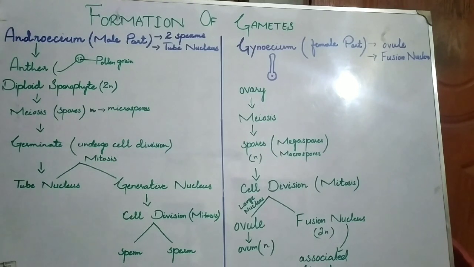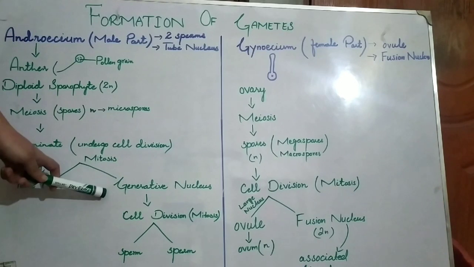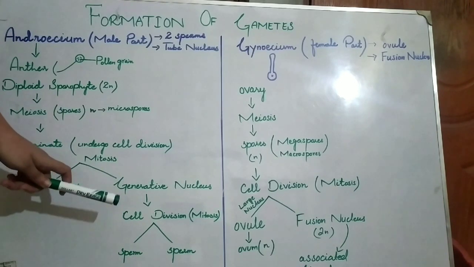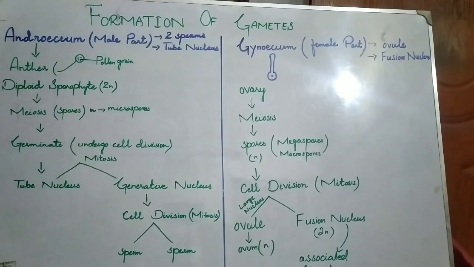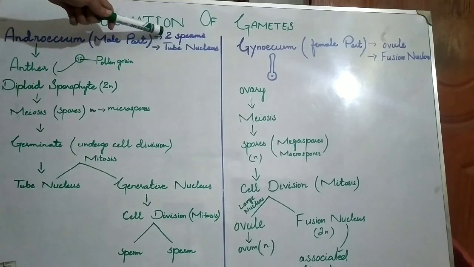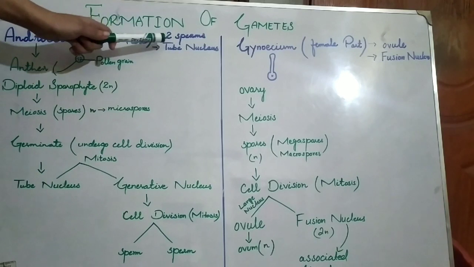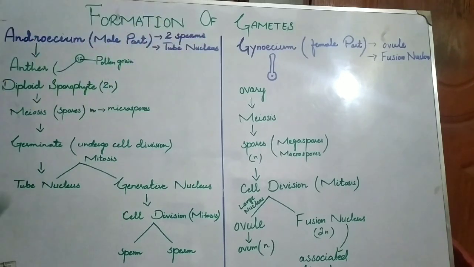So again, I am going to tell you from the diploid sporophyte. It will produce spores which are haploid in number, and after mitosis, the tube nucleus and generative nucleus will be formed. In the generative nucleus, further cell division will occur, and then the two sperm cells will be obtained. So we have the male gametes. These are the two sperms and the tube nucleus.